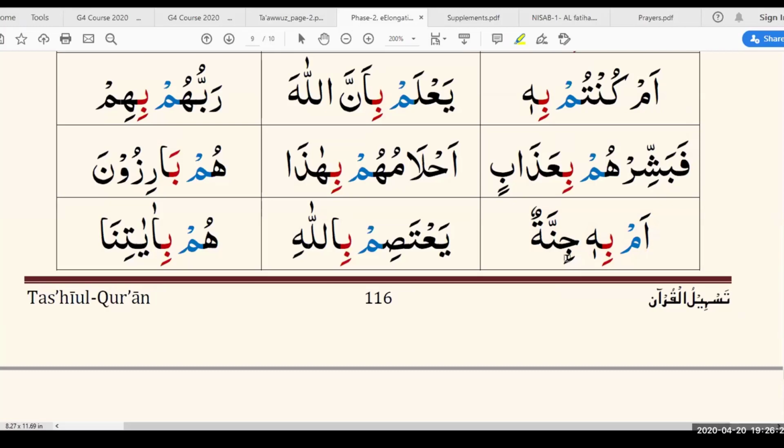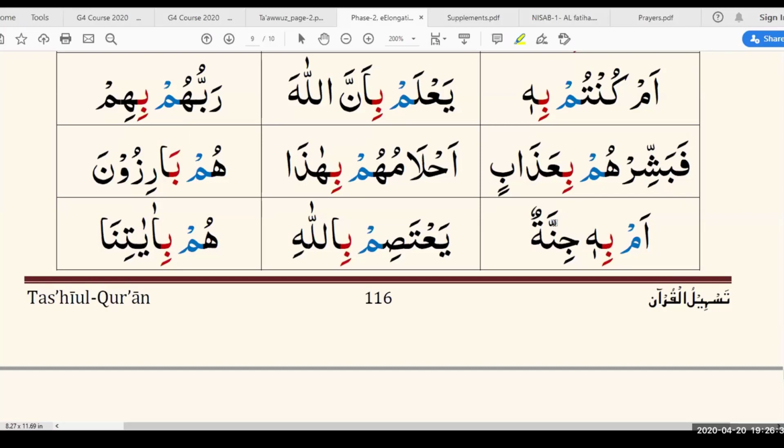Jannah. Okay, so you have made 2 mistakes. Can you tell me which ones? What do you think? On the B? No. Prolong it a bit. No, not the B. Jinnah. Maybe the Na? Yes, the noon.